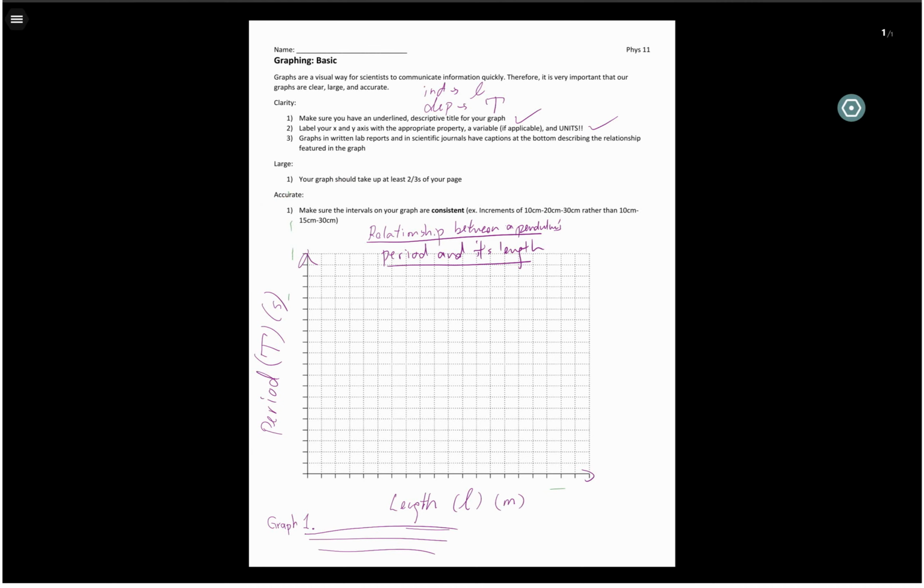The most important thing that I find people make mistakes on is choosing our intervals.